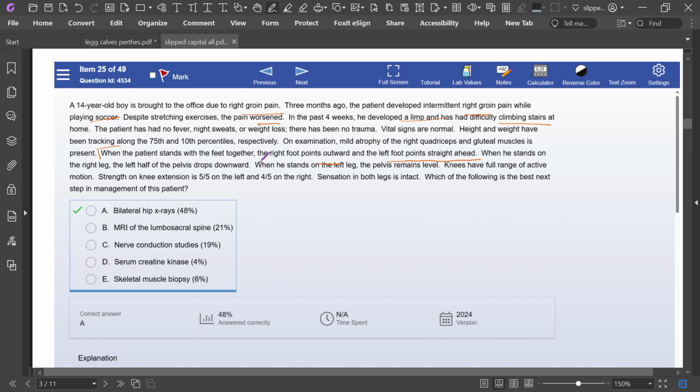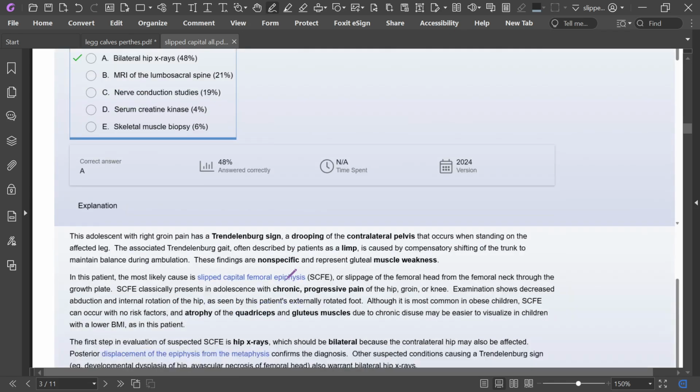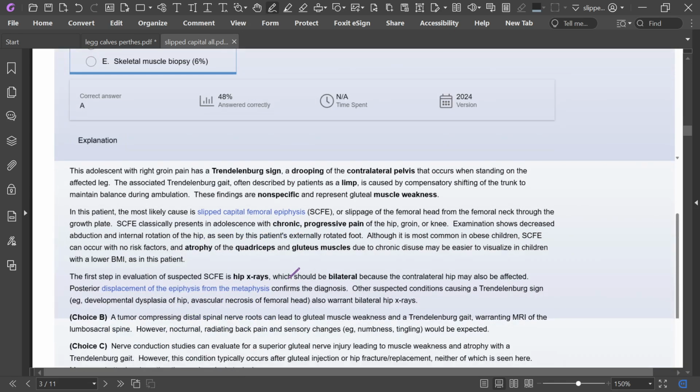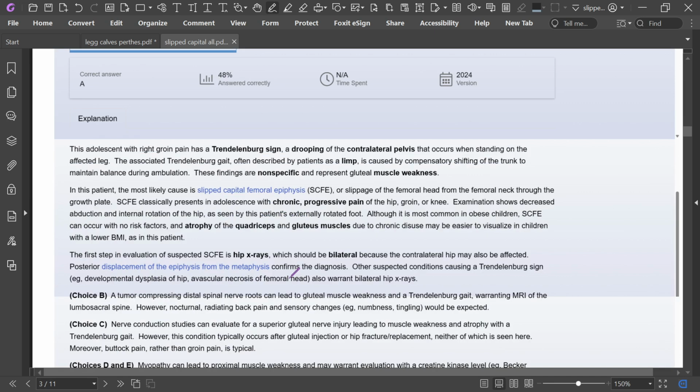When the patient stands with feet together, the right foot points outward and the left foot remains in the neutral position. When he stands on the right leg, the left half of the pelvis drops down. When he stands on the left leg, the pelvis remains at the same level. So positive Trendelenburg sign. Do bilateral hip X-ray.